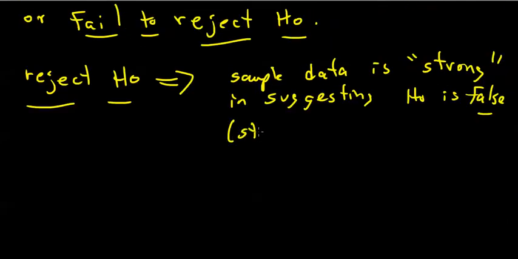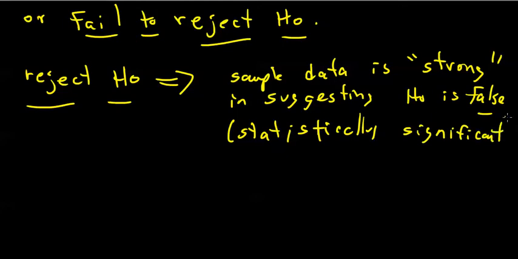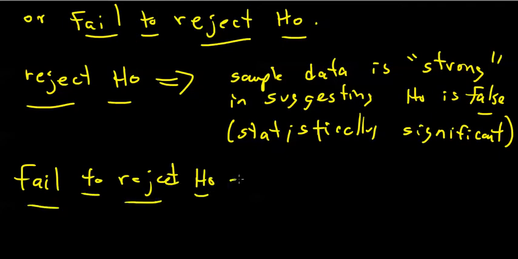And let me put this down. This is statistically significant. Your sample data is showing a statistical significance in differing from the original claim, H0, right? If we fail to reject H0, we claim then the sample data is weak.